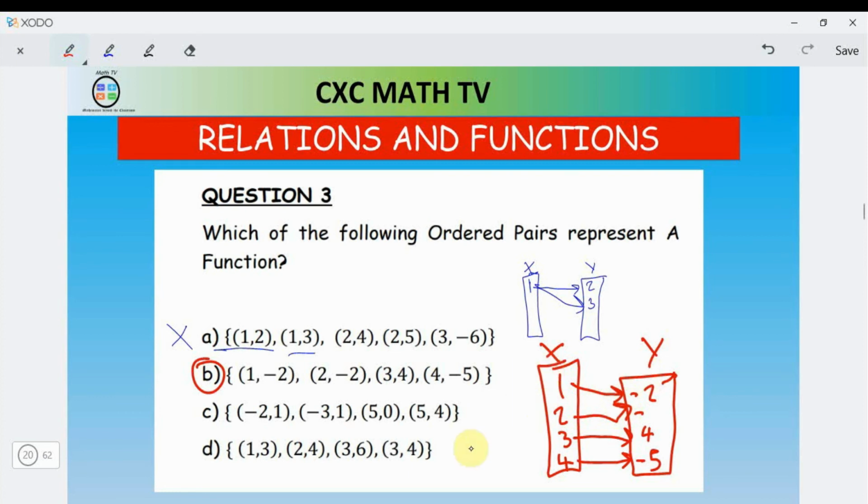Lovely. Now, as we can see, C and D are out because look at this. Element 5 is mapping to 0 and 4, and element 3 is mapping to 6 and 4. And so clearly, A, C, and D are out. So option B would be the answer.